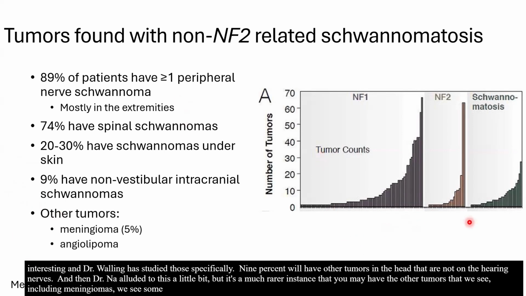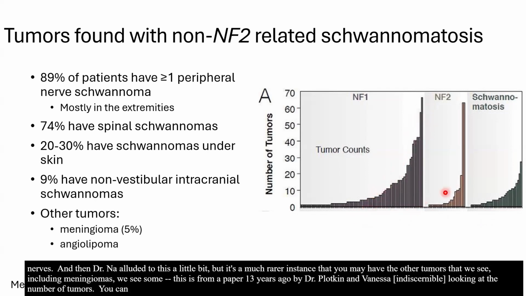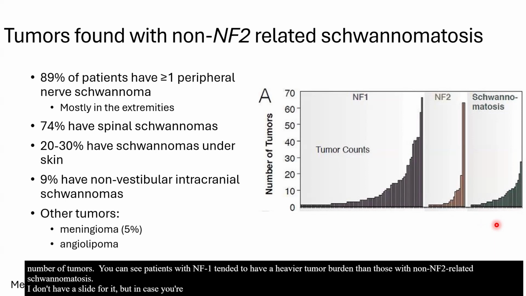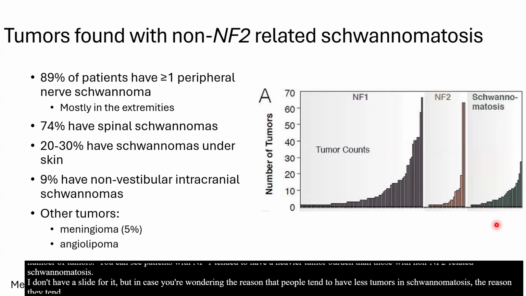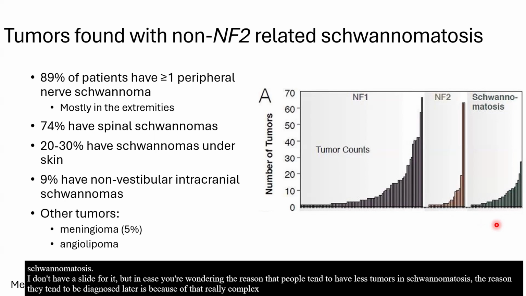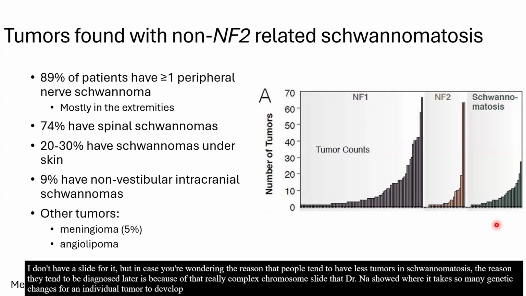This is from a paper 13 years ago by Dr. Plotkin and Vanessa Merker and others, looking at the numbers of tumors. And you can see patients with NF1 tended to have a heavier tumor burden than those with NF2, than those with non-NF2 related schwannomatosis. I don't have a slide for it, but in case you're wondering, the reason that people tend to have fewer tumors in schwannomatosis, the reason they tend to be diagnosed later, is because of that really complex chromosome slide that Dr. Na showed, where it takes so many genetic changes for an individual tumor to develop. That all happens randomly, so it just takes time for those second and third hits to happen for a tumor to develop.